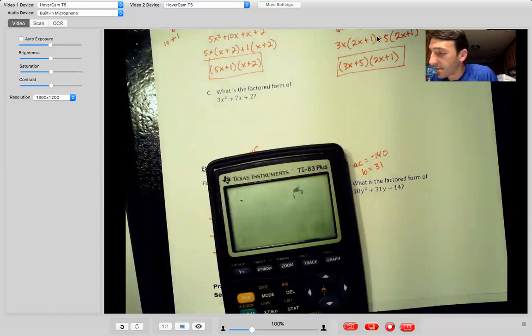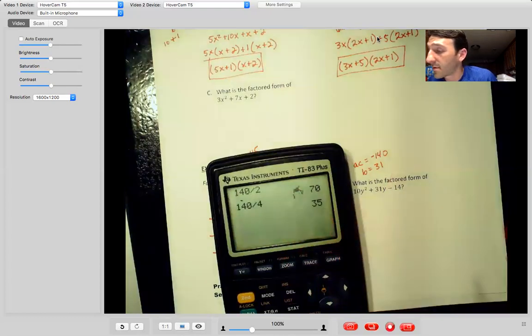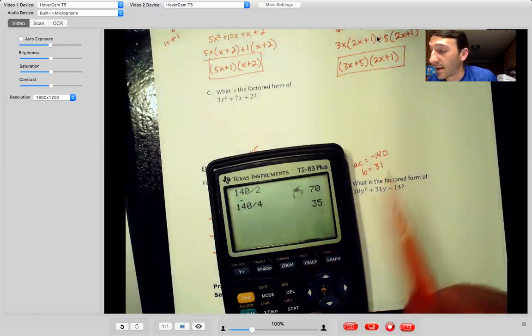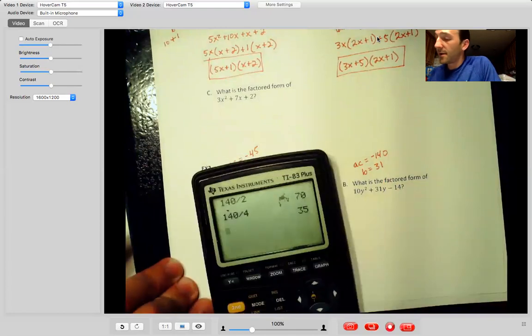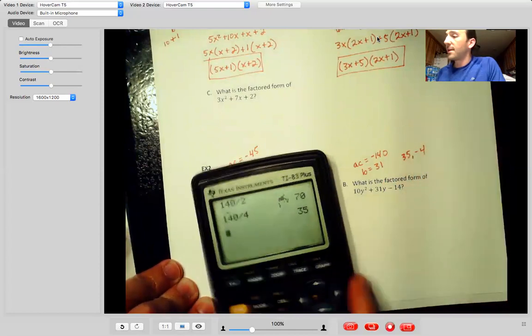So some factors of 140. Obviously 2 goes into it. 2 and 70 though, those don't have a difference of 31, so it needs to be a little bit bigger. So let's see if 4 goes in. 4 does, and 4 and 35 have a difference of 31, which is what I'm looking for. So which one of those is positive? Well, if my sum is positive, then I want the 35 to be the positive factor and the 4 to be the negative factor. So that's just my thought process to come up with the 35 and the negative 4.